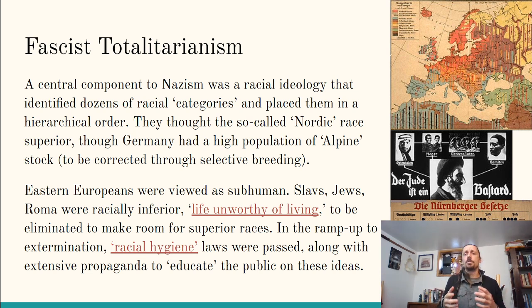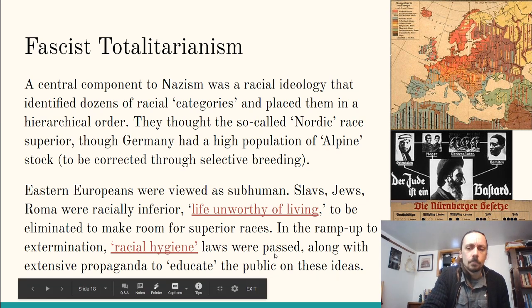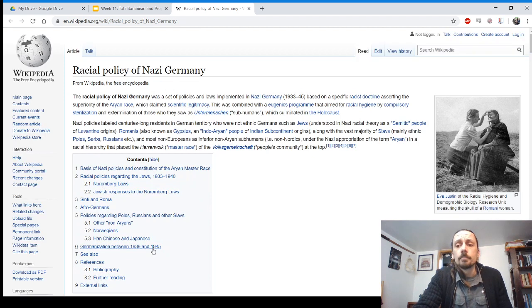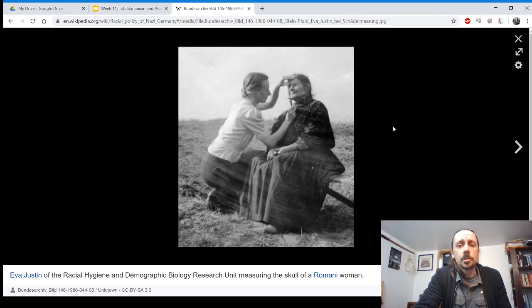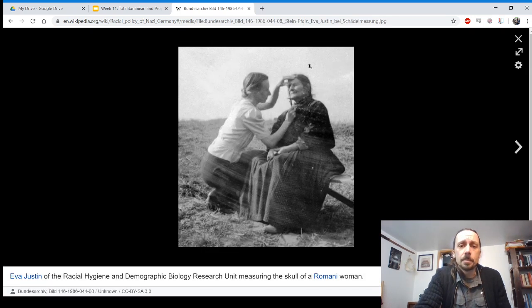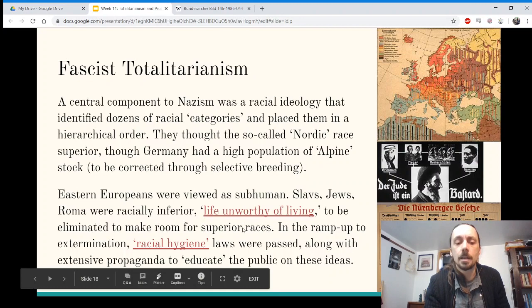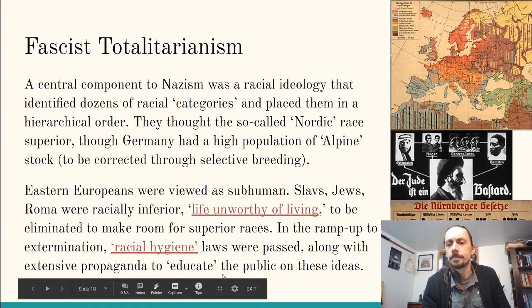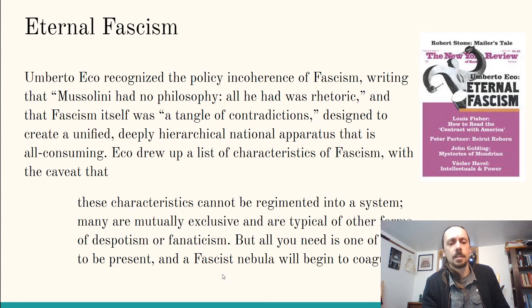And in the ramp up to genocide, they passed these racial hygiene laws, accompanied by a lot of propaganda, which is what I want to talk about, to educate the public on these ideas. So here's the Wikipedia article on racial policy in Nazi Germany. Let's just look at this picture here. We have a scientist measuring the skull to determine what race this person really was. And it's nonsense. Let me make that absolutely clear. But the Nazis were pretty systematic about it.